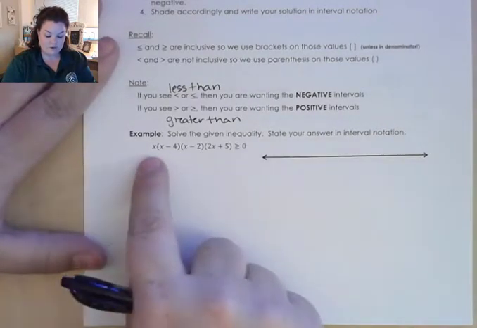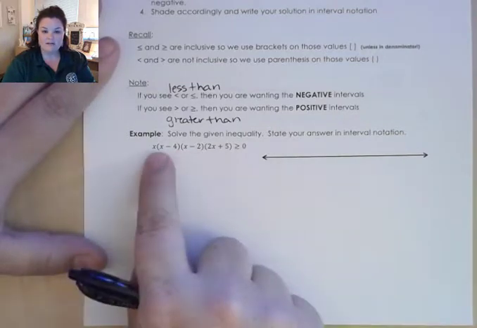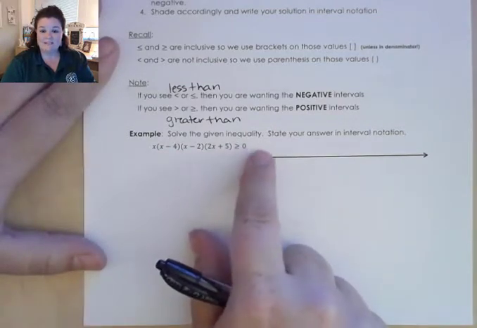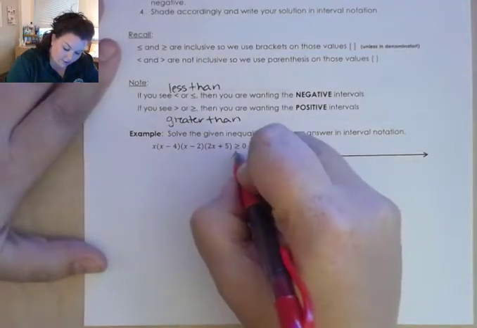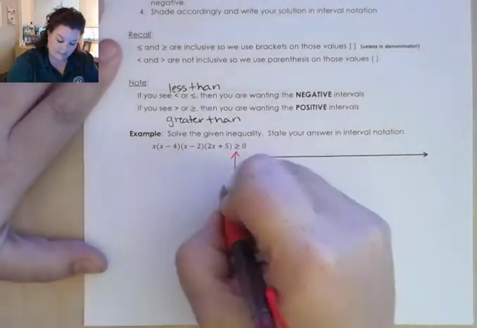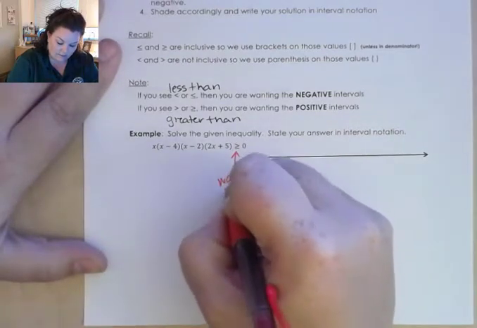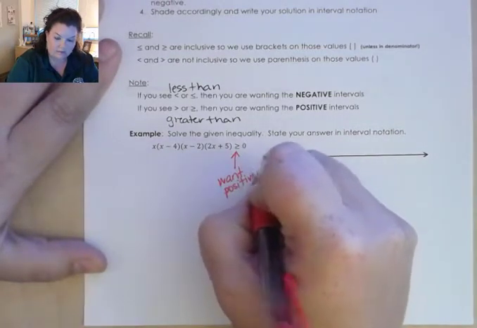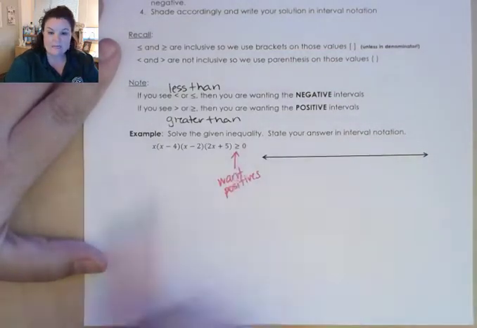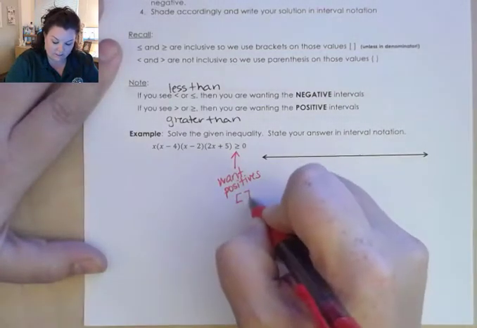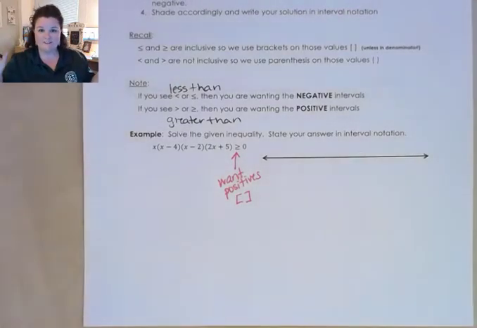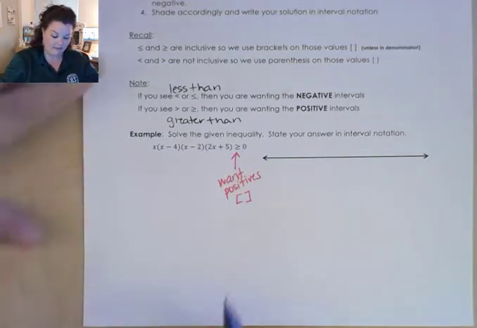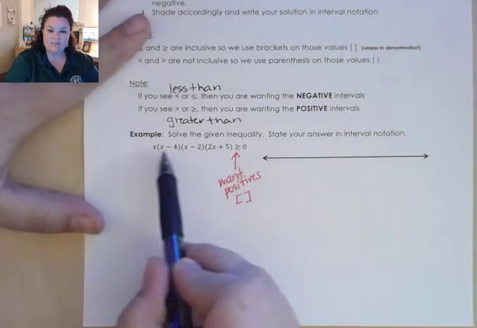So on this first one, notice everything's already on one side. It's already isolated with the 0 on the right-hand side. So just looking at my symbol right here, it's a greater than. So greater than tells me that we want the positive intervals, okay? And because it has that equal to bar, that tells me that we're going to use brackets, okay? So before we start figuring out our solution, we first need to know our actual zeros. Where are our x-intercepts? Okay, so we just set each of these equal to 0.